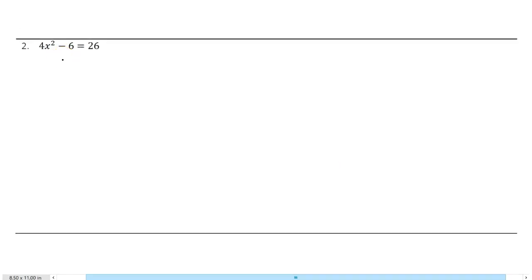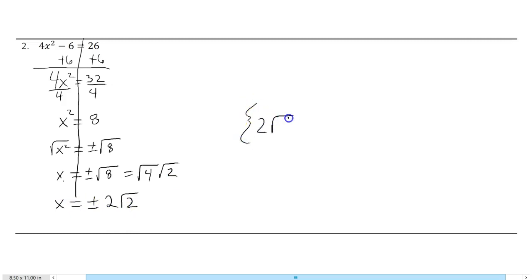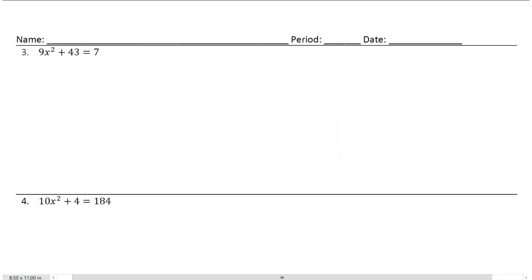In the second example, isolate x squared by first adding 6 to both sides. Now divide by 4. X squared is now alone. X squared equals 8. Take the square root of both sides. The square root of 8 can be simplified. X equals plus or minus 2 square root of 2. So the two answers are 2 square root of 2 and negative 2 square root of 2.